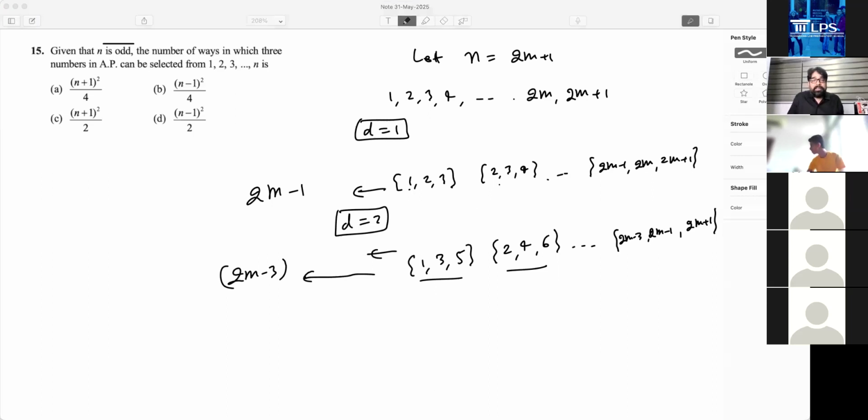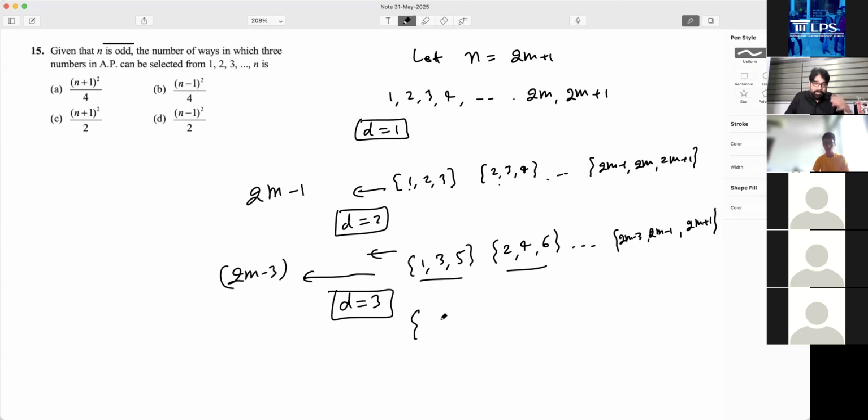Similarly, sir, why don't we take 2m minus 2 and 2m minus 4 as the last set? I didn't get you. So it means you're leaving 2m plus 1. Yes, sir, but that will be a contradiction. You're leaving one of the possibilities. Okay, sir, counting all the possibilities, 2m plus 1 I will always include.